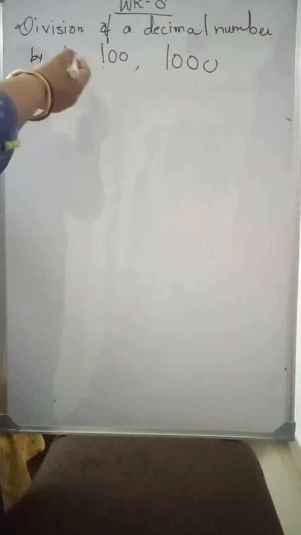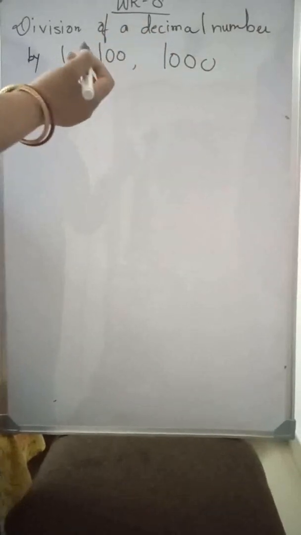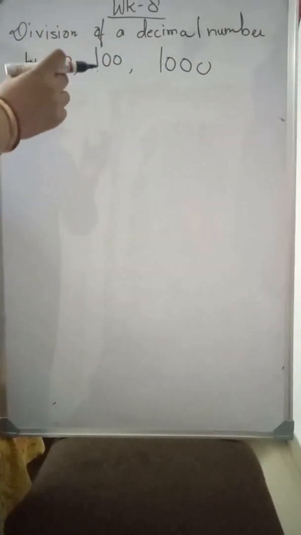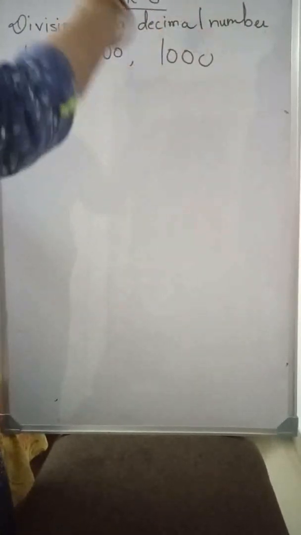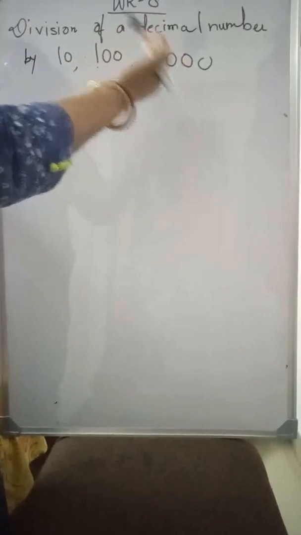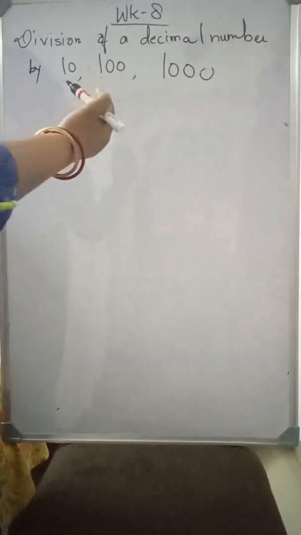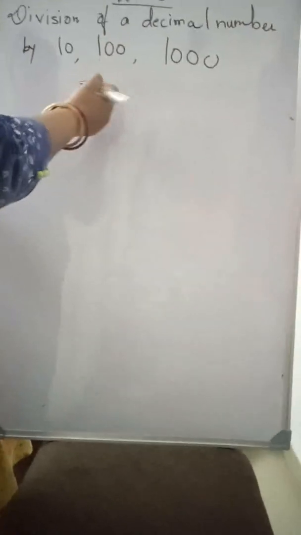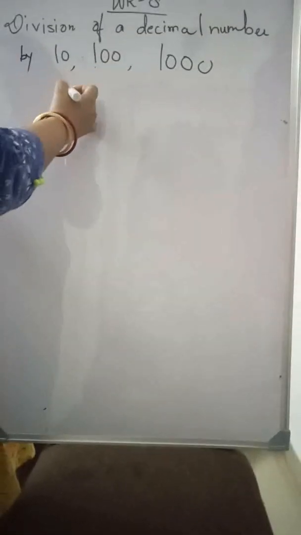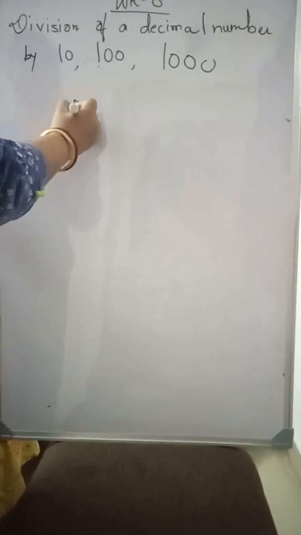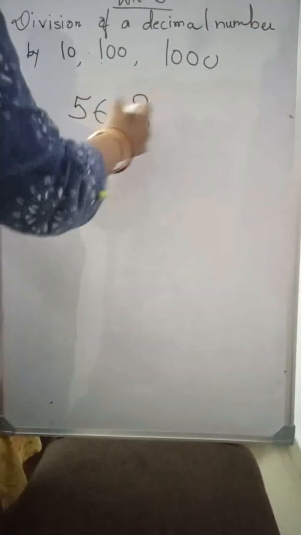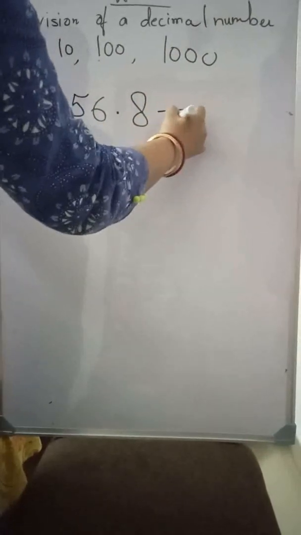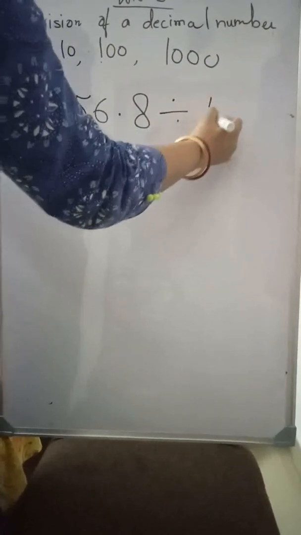a decimal number by 10, 100, 1000, we just shift the decimal point in the quotient to the left. This is the right side and this is the left side. So to the left by as many places as there are zeros in the divisor. Again I would like to recite this quotation. Then firstly I am writing 56.8 is divided by 10.